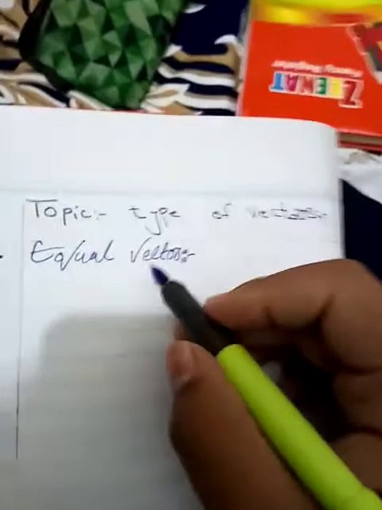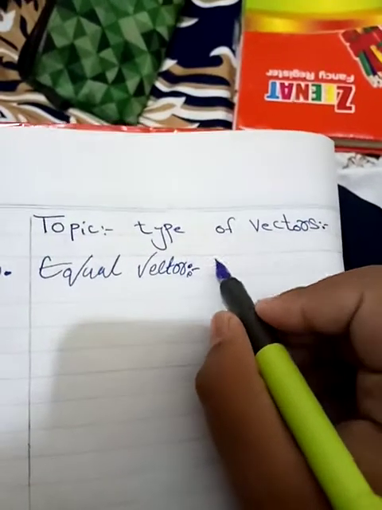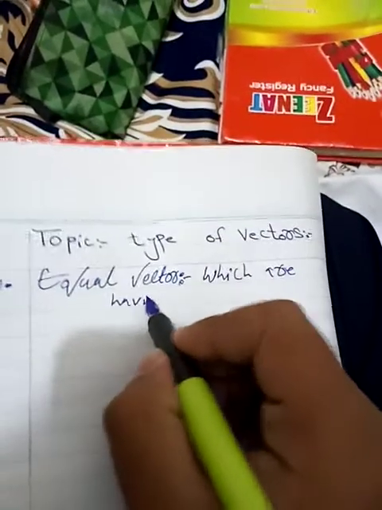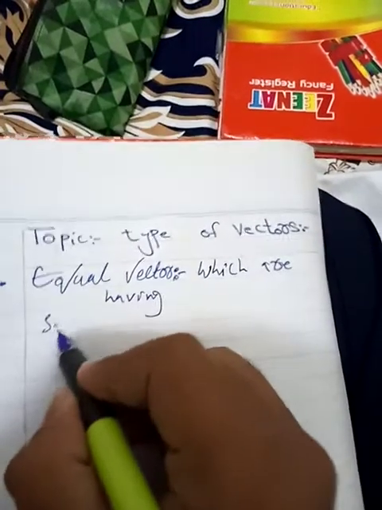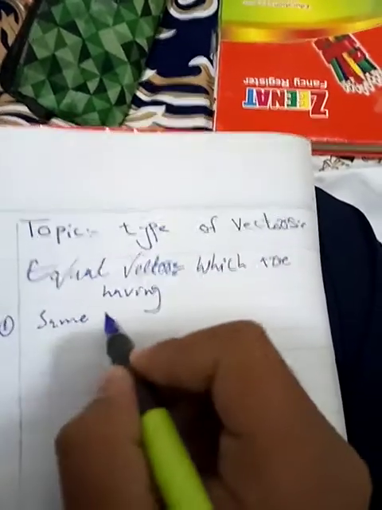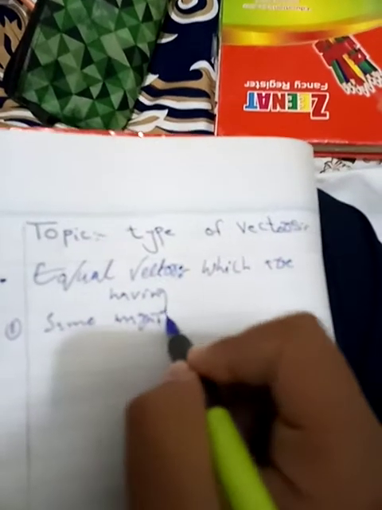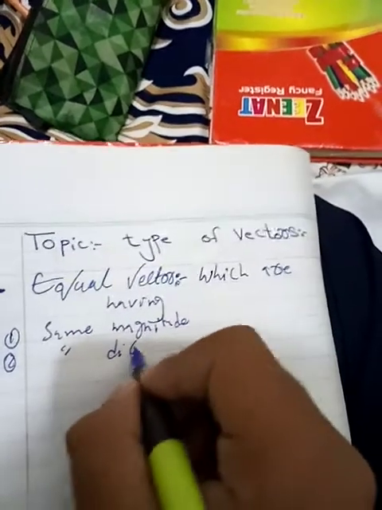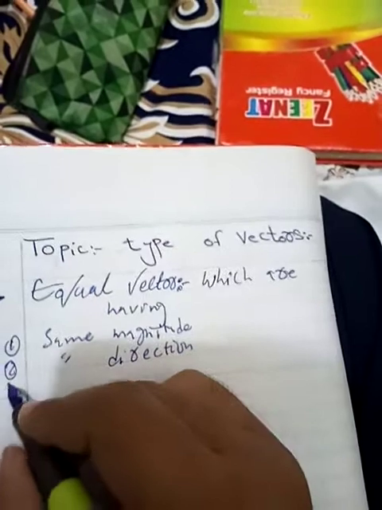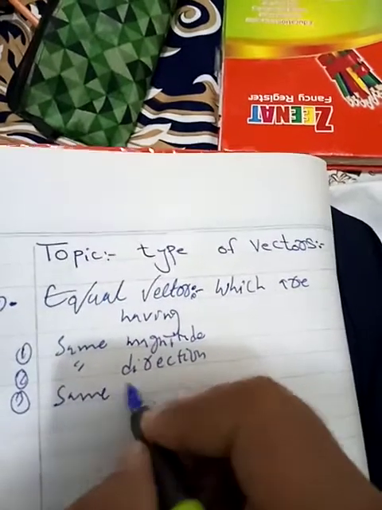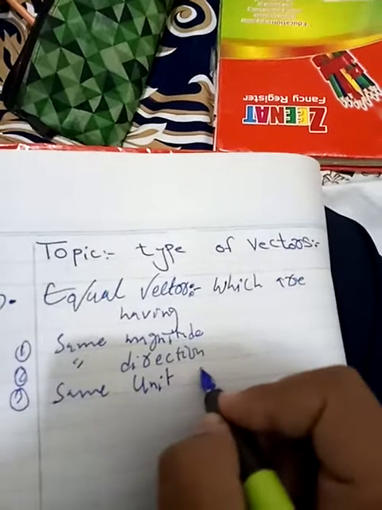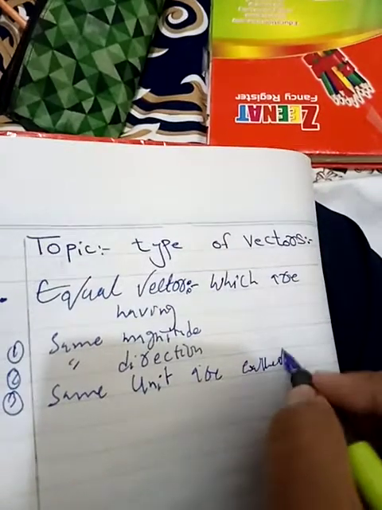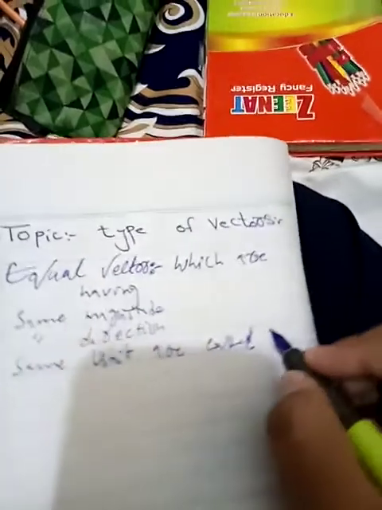Today the topic is types of vectors. The first type of vector is equal vector. Vectors which have the same magnitude, same direction, and same unit are called equal vectors. Now you would say, where is the diagram?